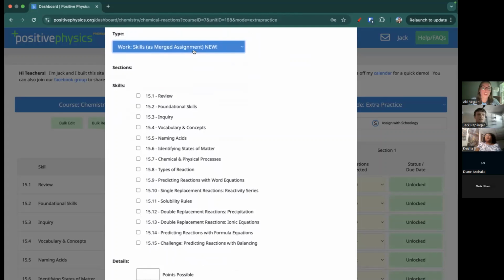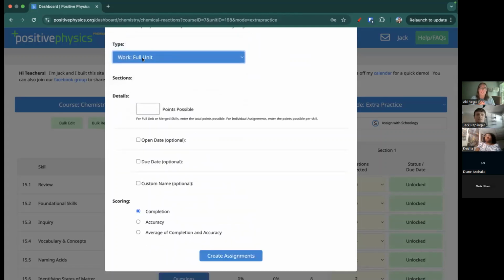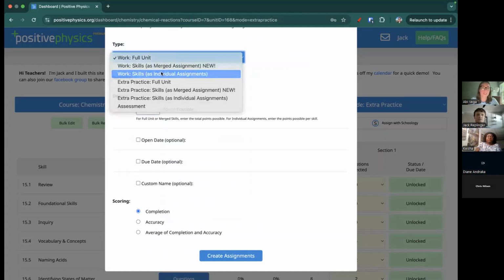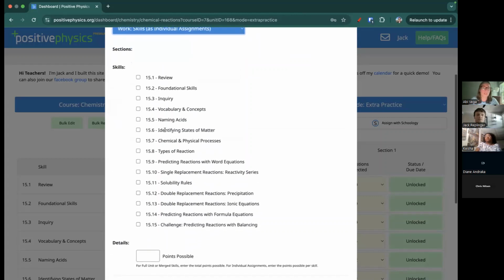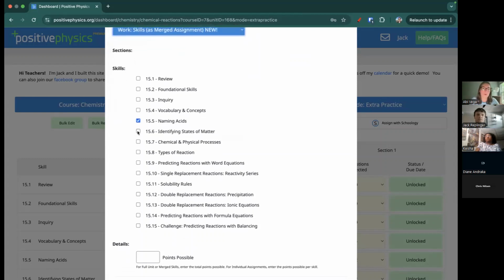Basically the full unit allows you to just assign the whole thing. Or you can click individual assignments. So if you just want to assign one skill or a few skills, that'll put them in as separate assignments on Google Classroom. Whereas if you select merged assignment, say you want them to do all three of these, but you just want it to be one assignment in Google Classroom, that's what that feature does.